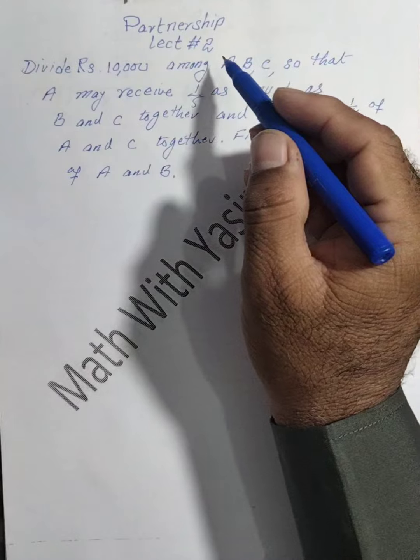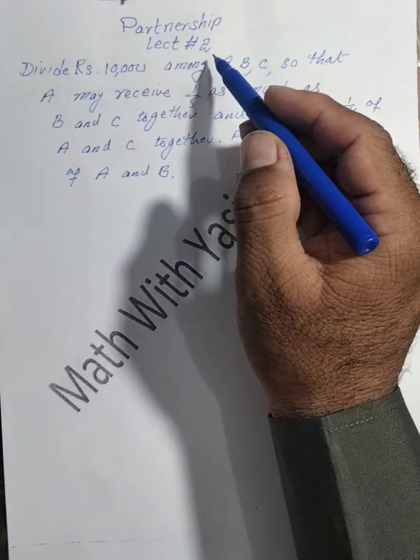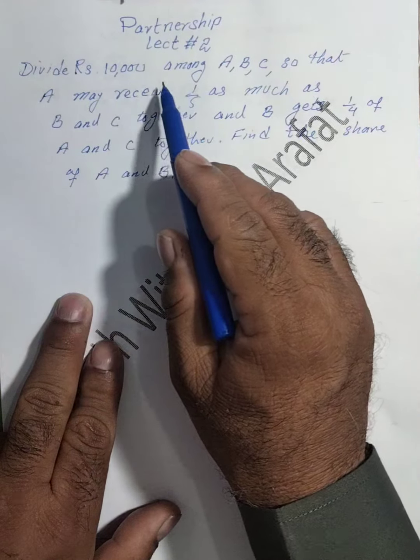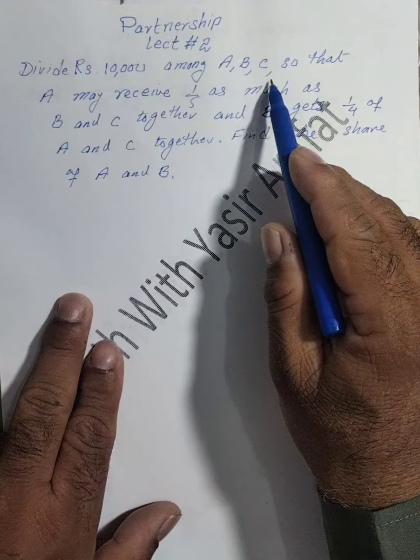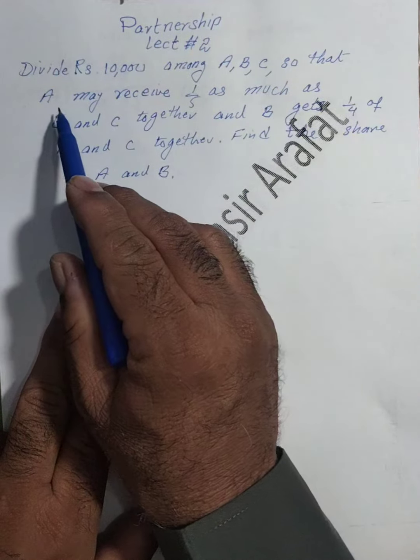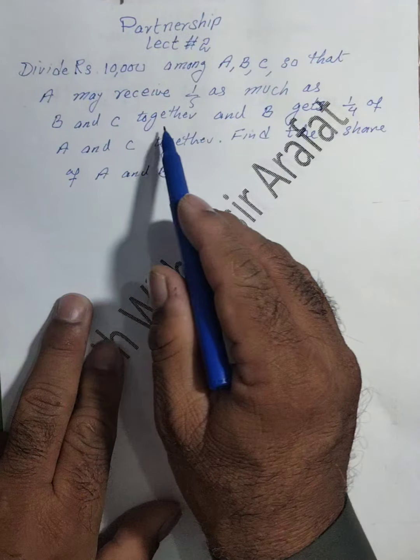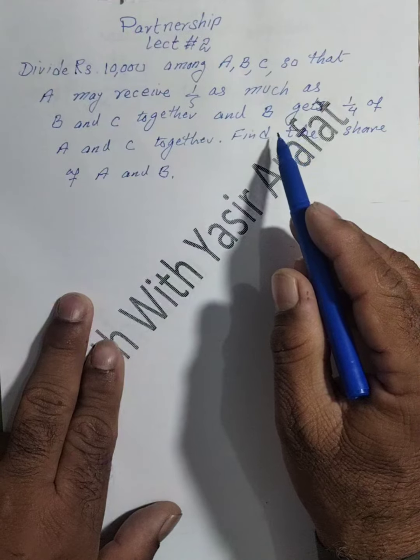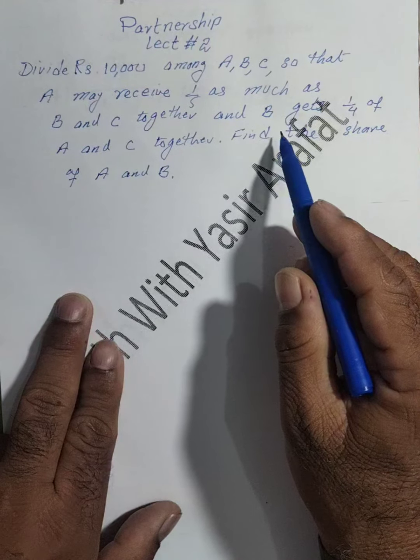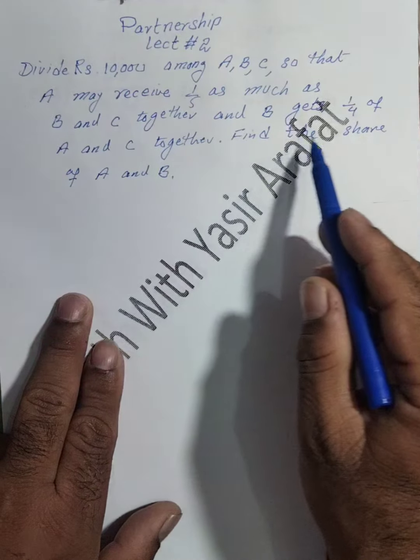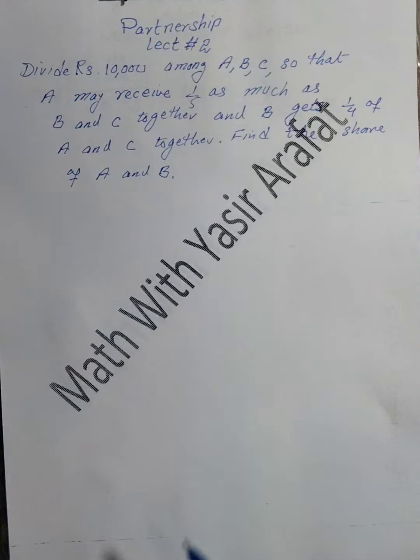Okay dear students, come to the next question here. Divide 10,000 rupees among A, B, C so that A receives 1/5 as much as B and C together, and B gets 1/4 of A and C together. Find the share of A and B.